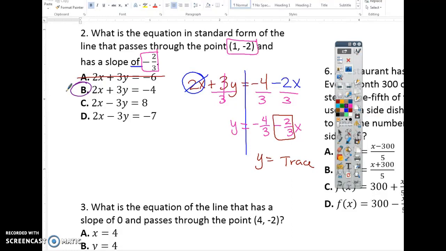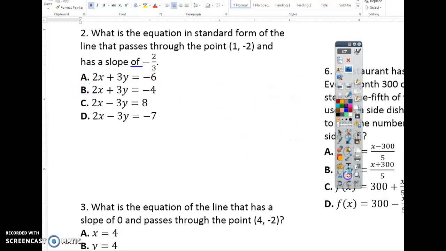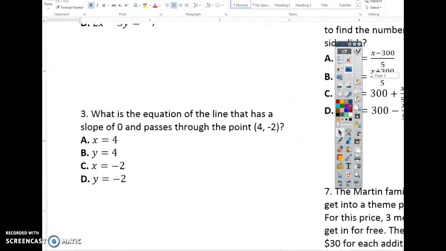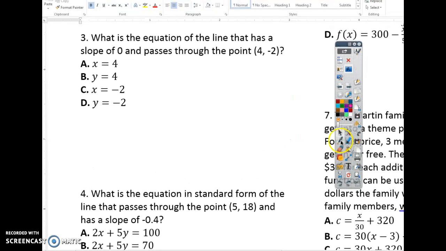But that's also how you're going to do number 4. I'm not going to do it with you, but that's how you do number 4. Number 3 is kind of the same, except now they're telling you that the slope is 0. So what do you know when the slope is 0? And it has to go through point 4, negative 2. If the slope is 0, you know it's going to be y equals 0x plus something.